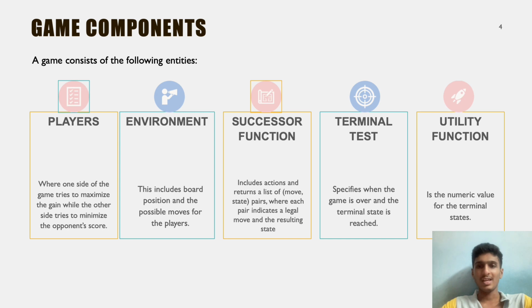Game components. A game consists of the following entities: players, the people playing the game, where one side of the game tries to maximize their gain while the other side tries to minimize the opponent's score. The environment. This includes both positions and the possible moves for the players. And the successor function includes actions and returns a list of pairs, where each pair indicates a legal move and the resulting state. The terminal test specifies when the game is over and the terminal state is reached. Utility function is the numeric value for the terminal states.